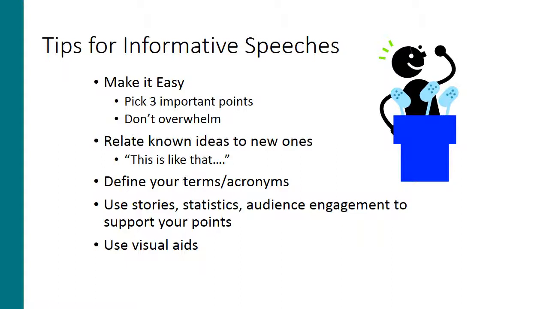So if you have a subject, what are 3 critical points of that subject that you want the audience to understand? We can get very passionate about a topic or an interest that we have in our life, but we just don't have time to go into a lot of detail about it. So you need to choose what are the top 3 things about that subject that you would like the audience to know. Relate known ideas to new ones.